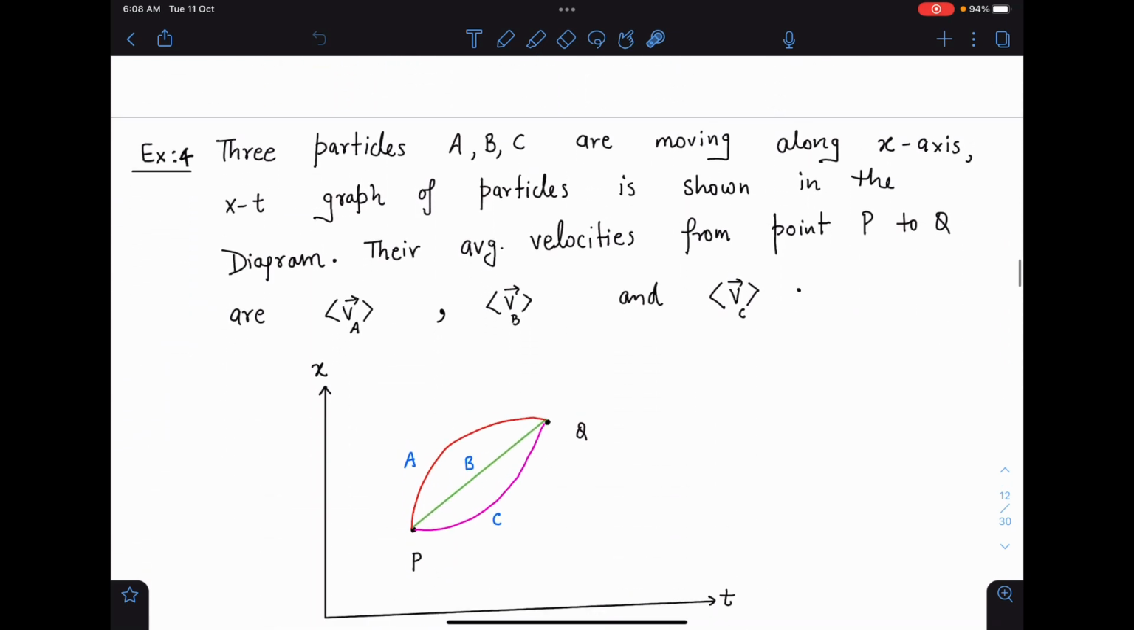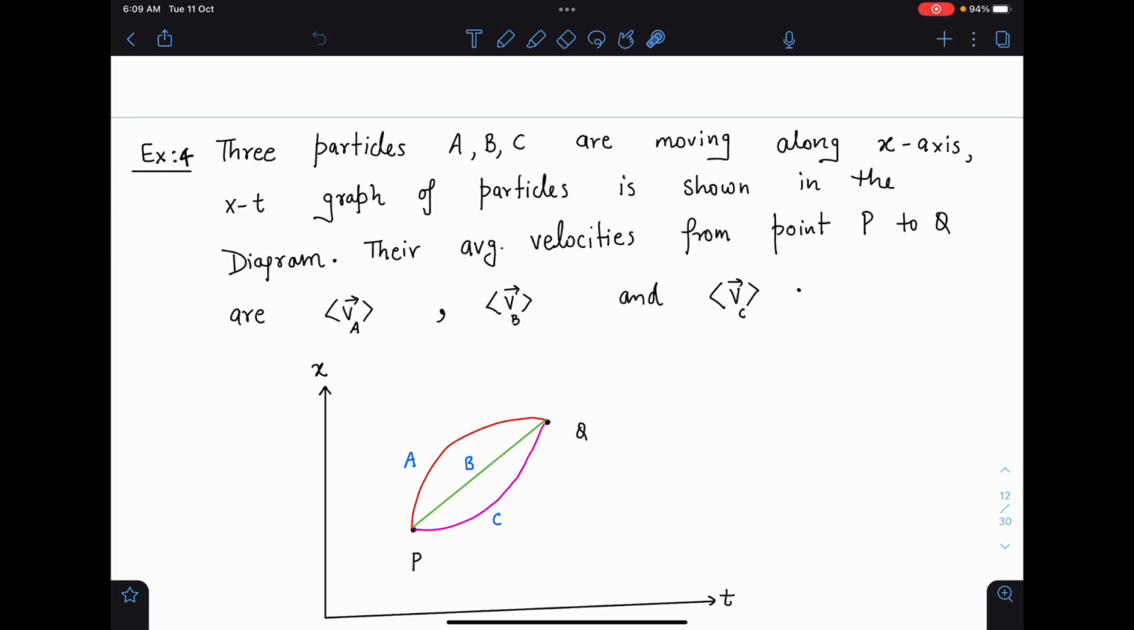Next is three particles A, B, C going along the x axis, so motion in a straight line. The xt graph of the particles is as shown in the figure. Their average velocities from point P to Q are average of vector VA, average of vector VB, and average of vector VC. You can see the xt graph is like this. So this is decelerating, this is constant velocity, and this is accelerating. But they are moving in the same time to the same point. So what we can say is that all three will have the same average velocity.